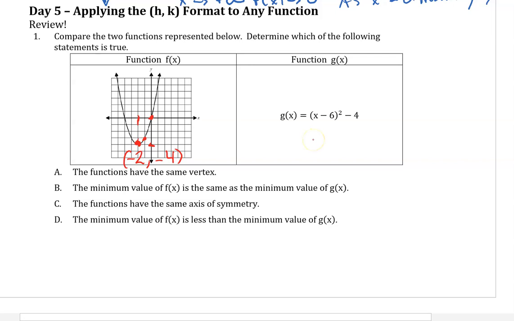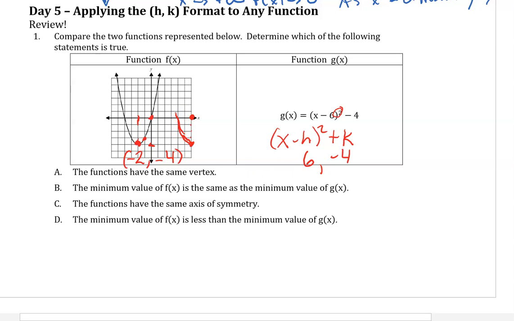G of x is also a quadratic function. And here we see, as we recall, it's x minus h squared plus k. So h is 6 and k is -4. So that's our new vertex. It is shifted right 6, 1, 2, 3, 4, 5, 6, and down 4, 1, 2, 3, 4. And then it would still be our parabola.